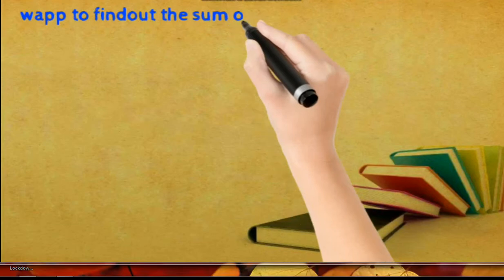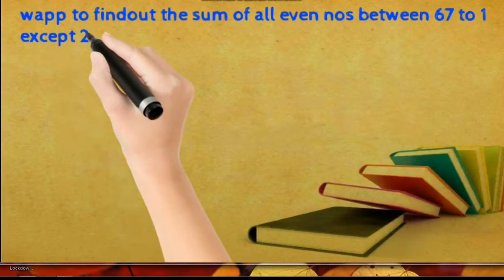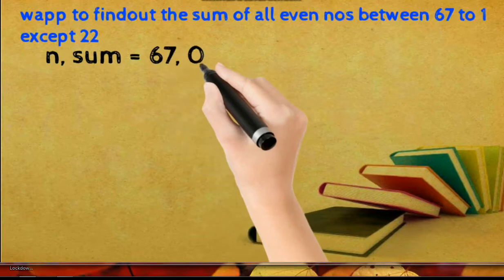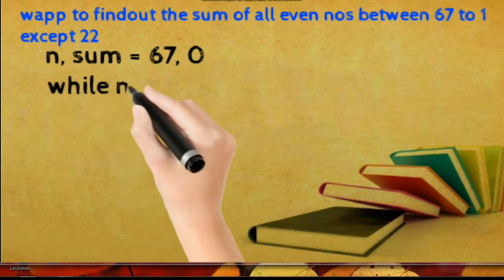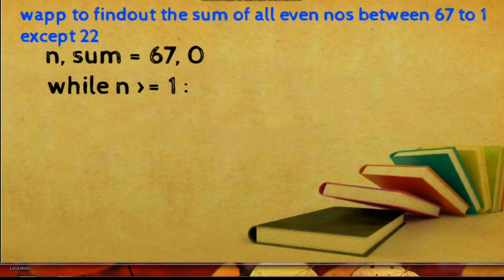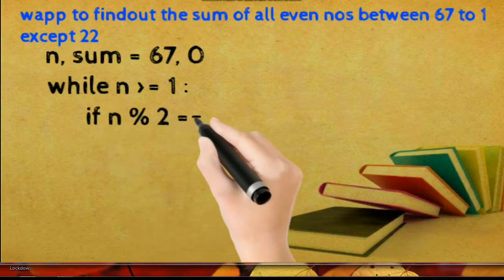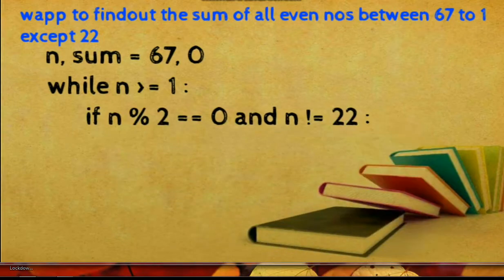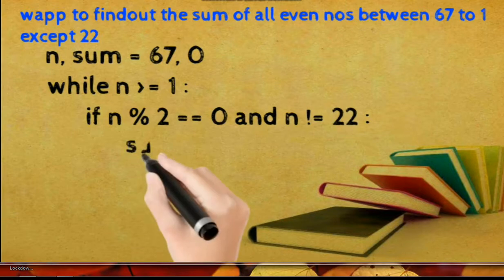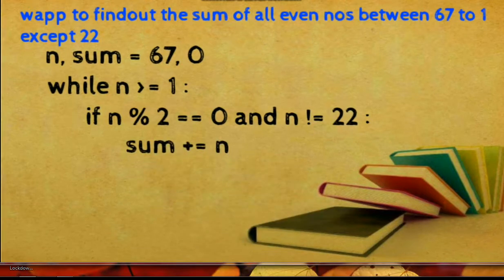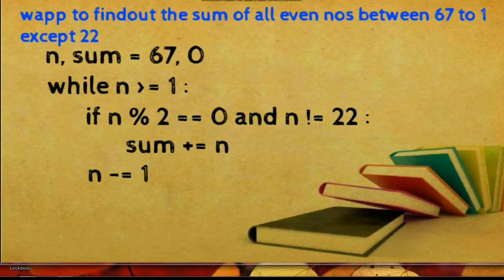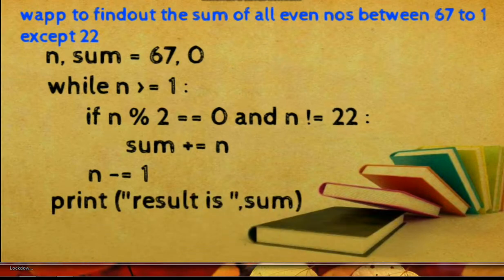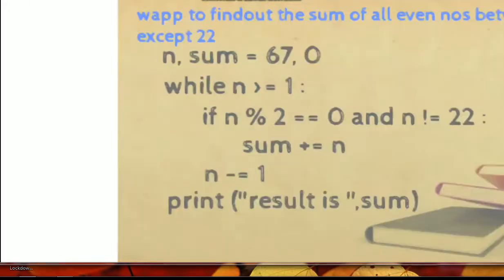Next question, find out the sum of all even numbers between 67 and 1 except 22. So in this case n and sum, two variables we have taken, which are initialized as 67 and 0. n is continuing till 1 in a decrement way. So n modulus 2 equal to 0 and n not equal to 22, it means it should not be 22, then only the sum will be found out. So it is written sum plus equal to n. Then the loop is going down, going backward, so it's written n minus equal to 1. Then we have to print the result, which is sum.